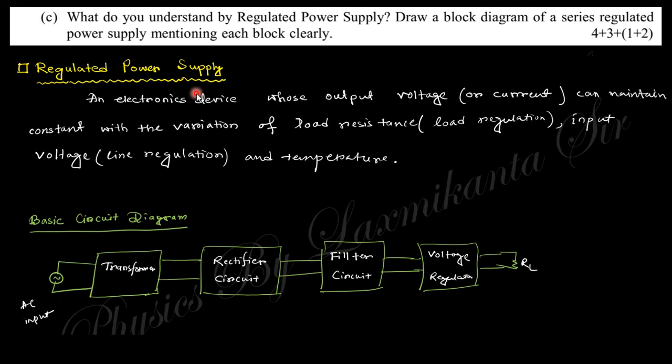When the source is unaffected with the load voltage or current, then this is known as the regulated power supply. And this is the basic block diagram of a regulated power supply. There is the transformer, rectifier circuit, filter circuit, voltage regulation, and this is the total block diagram.